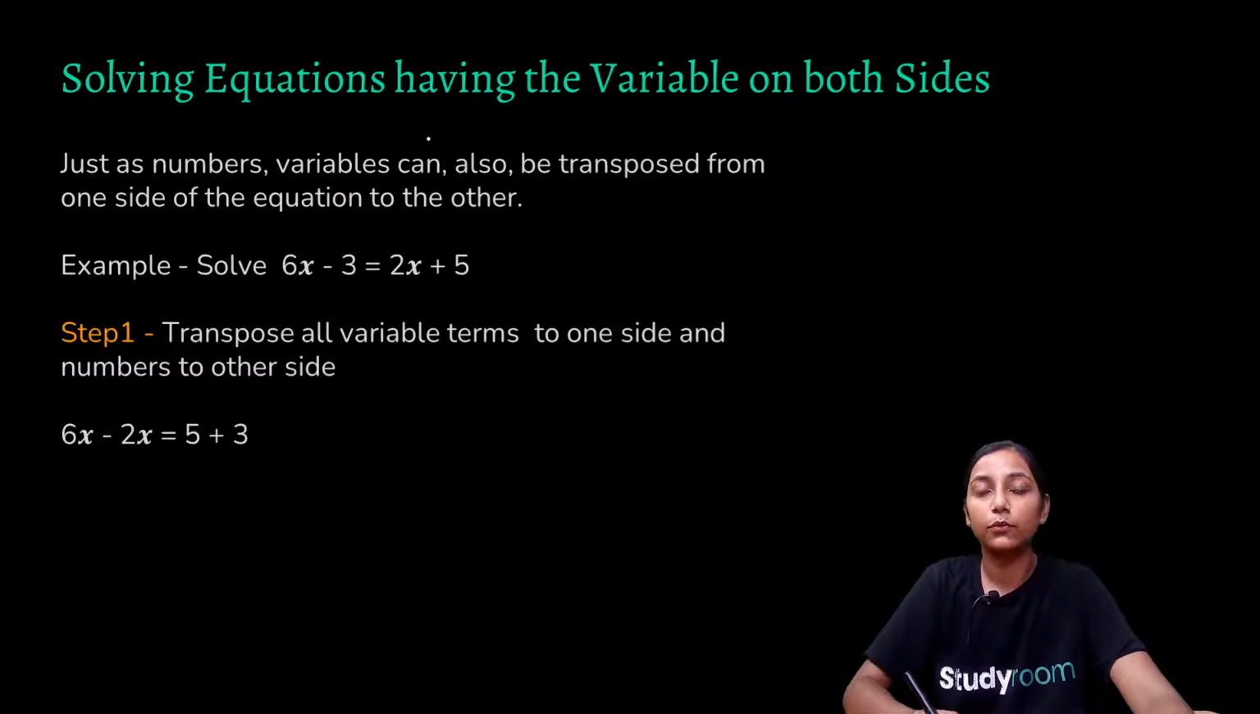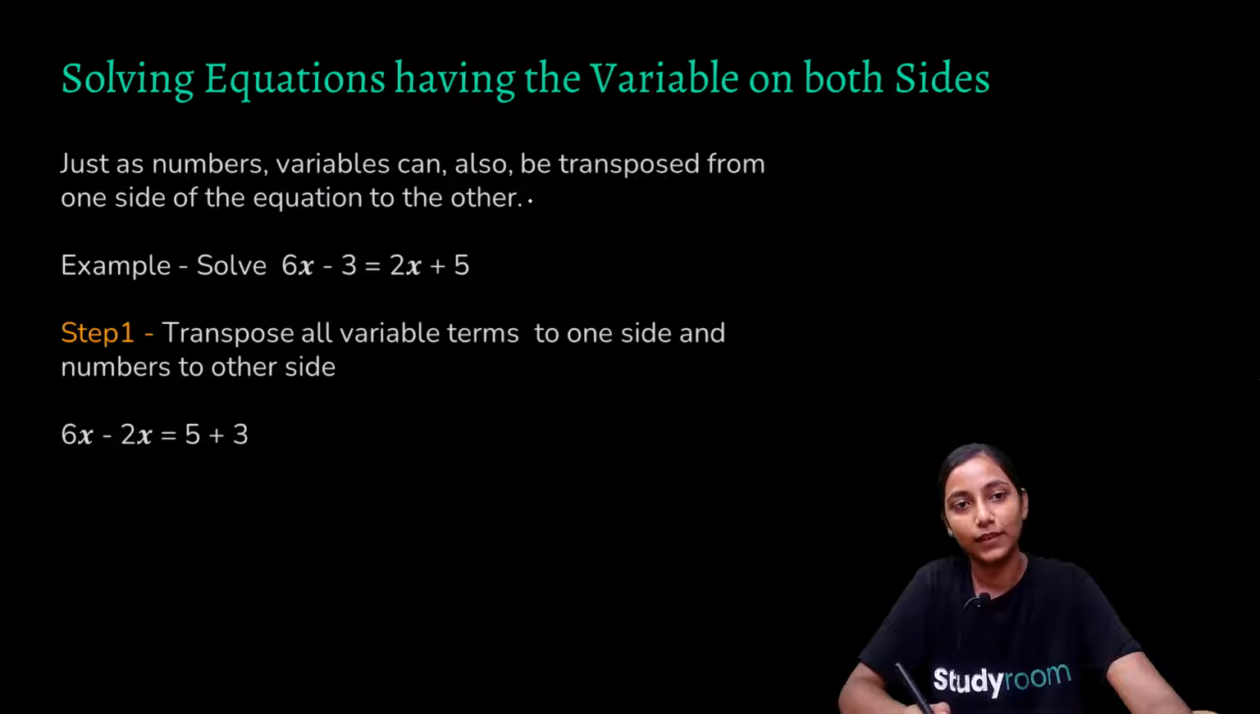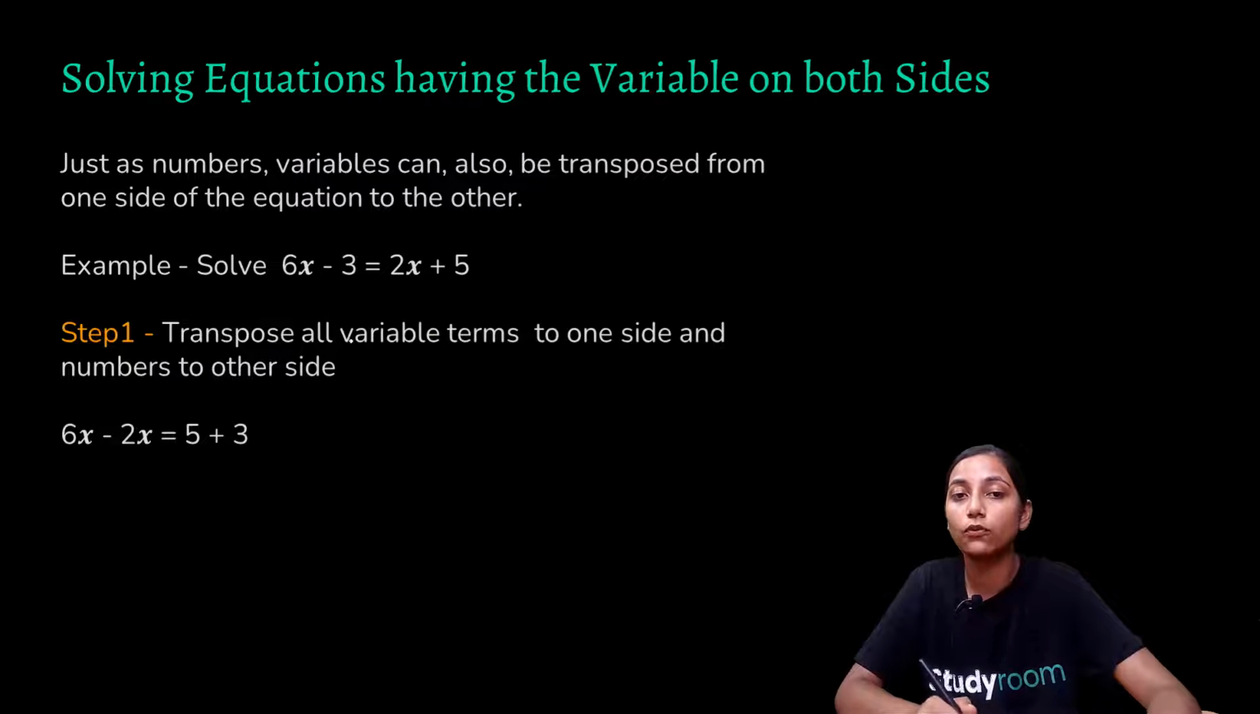Just as numbers, variables can also be transposed from one side of the equation to the other. We have an example here. Example is solve 6x minus 3 equals to 2x plus 5. So what is our first step in solving such equations? We transpose all variable terms to one side and the numbers or the constants to the other side. So this was given to us as 6x minus 3 equals to 2x plus 5, and we transposed 2x to this side and minus 3 to this side, and it became 6x minus 2x equals to 5 plus 3.